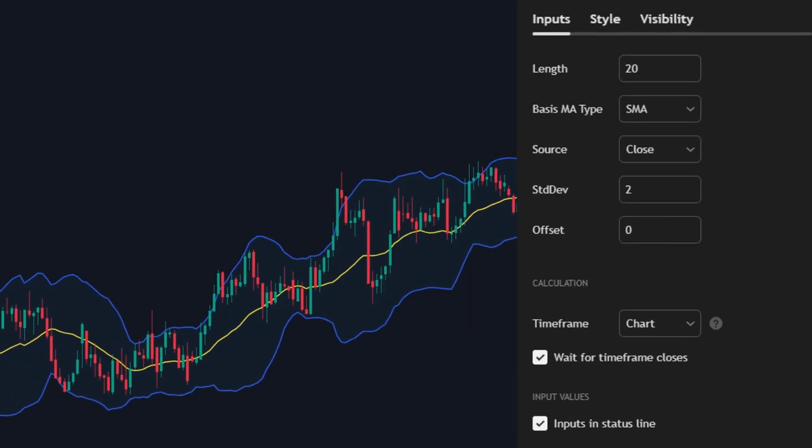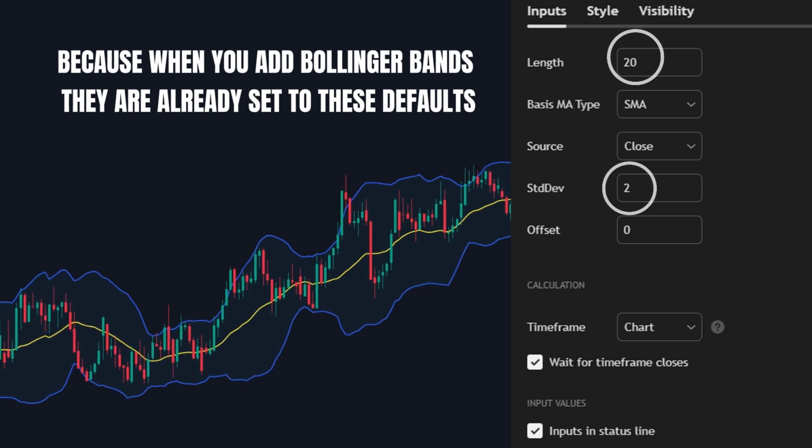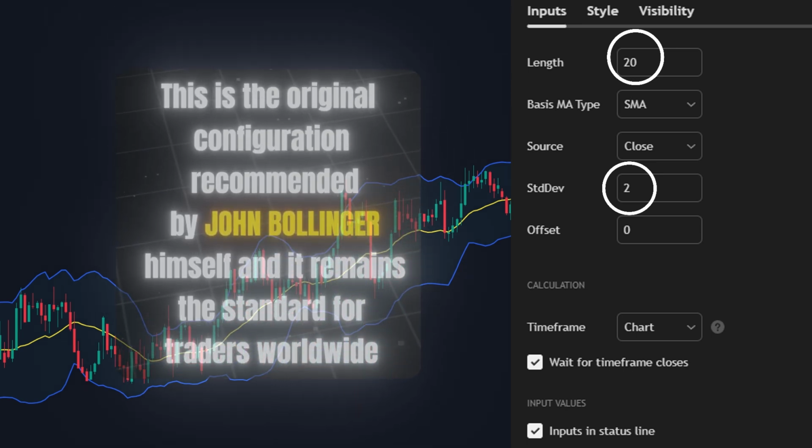In most charting software, you do not need to change anything because when you add Bollinger Bands, they are already set to these defaults. The parameters are length 20, source set to closing price, and deviation set to 2. This is the original configuration recommended by John Bollinger himself, and it remains the standard for traders worldwide.